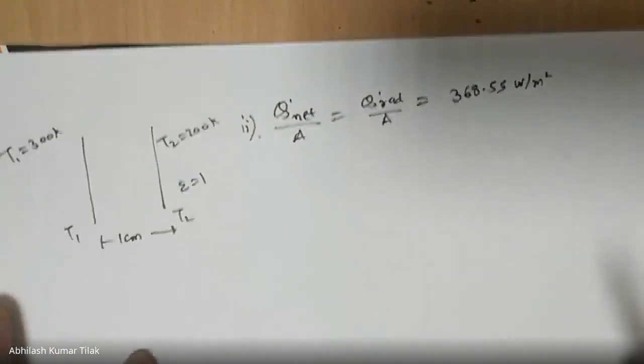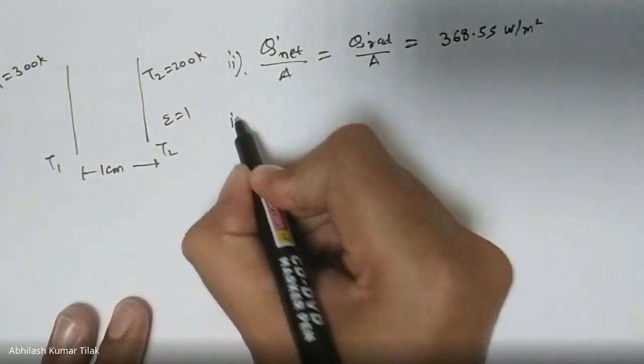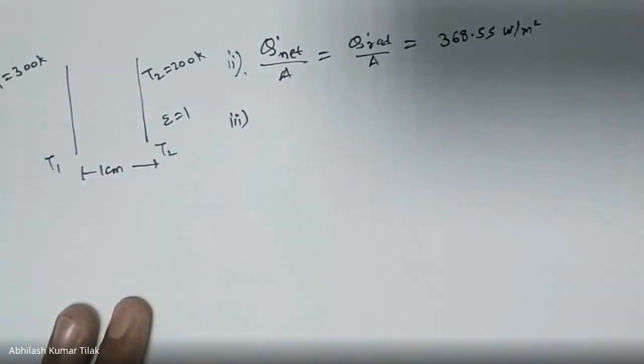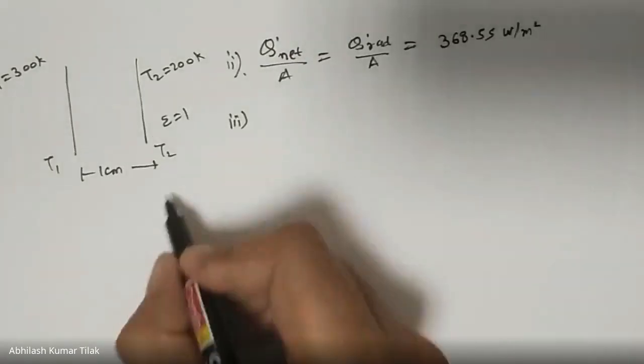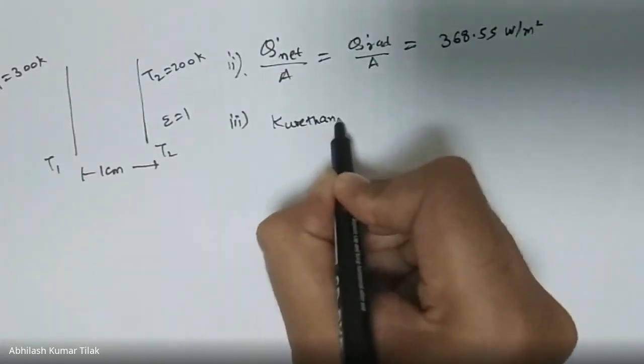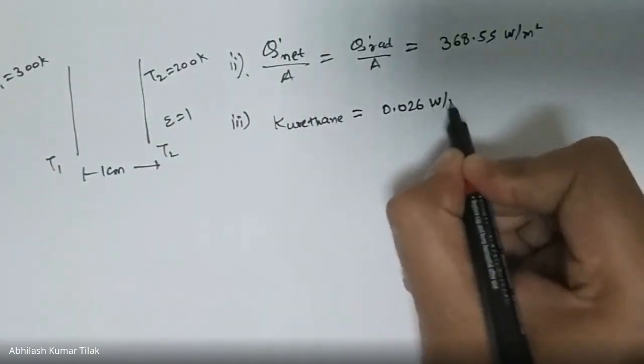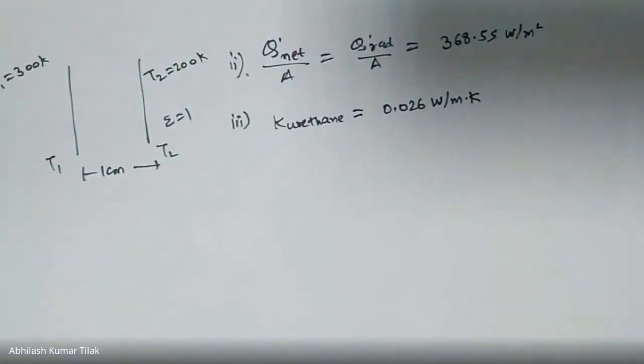So for the third part of the question, it mentions that there is an insulation between these two plates. The insulation has a particular value of thermal conductivity. If you consider urethane insulation, K urethane is given as K equal to 0.026 watt per meter Kelvin. So now what modes of heat transfer will be involved here?